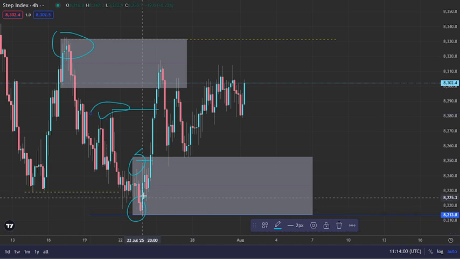So now, how do we know this pullback is happening? Because you will never know. Anything can happen, and each market price action is unique. So we can see we have three types of structure. We have fractal structure, we have internal structure, and we have swing structure.